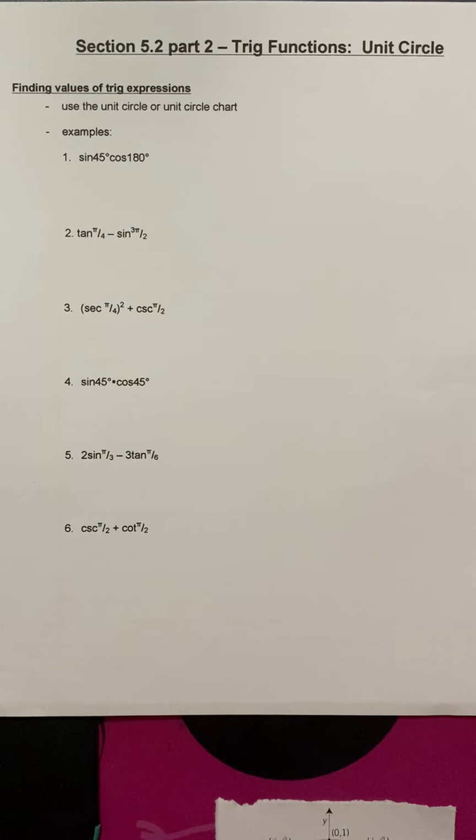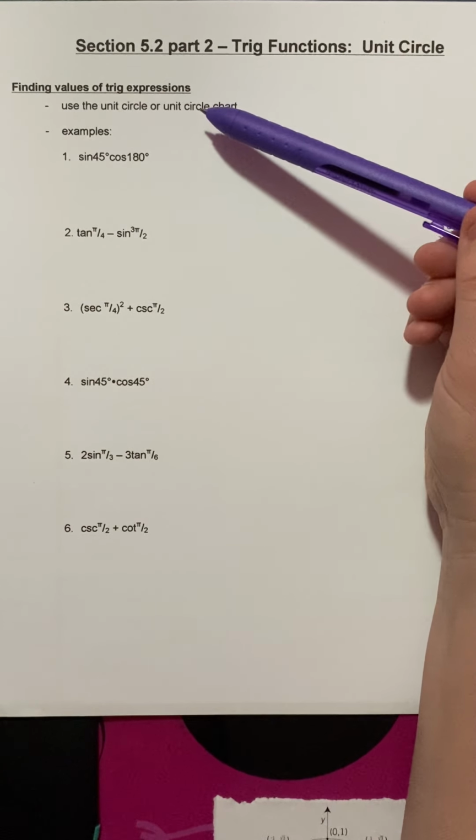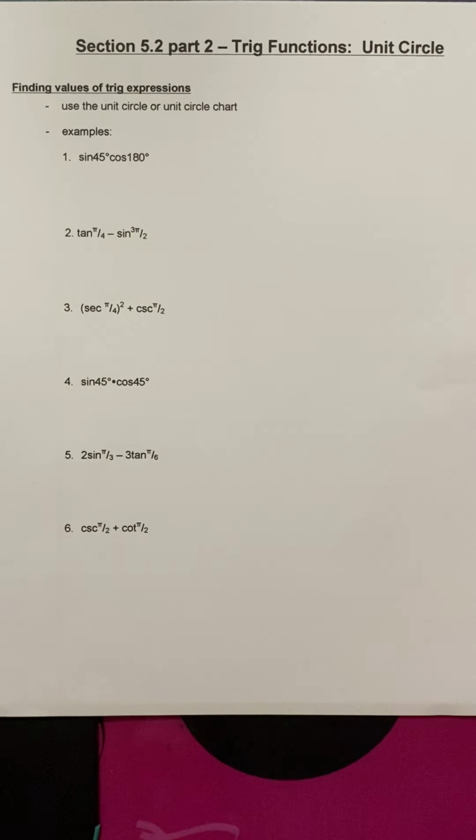All right, today we're going to be looking at section 5.2, part 2, where we actually use the unit circle in order to evaluate some problems. So first, starting off, we're finding values of trig expressions. We're going to use the unit circle, and we're going to use that chart that we constructed also.